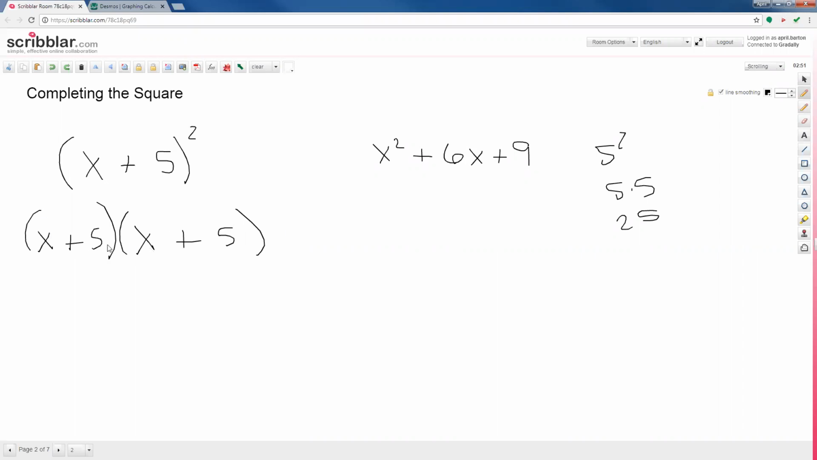So when we multiply this out, we follow the process called FOIL.